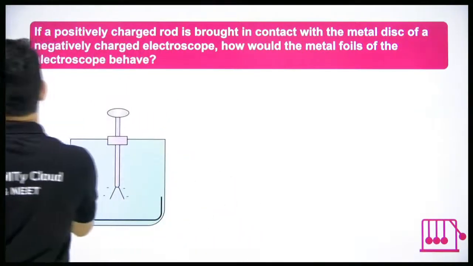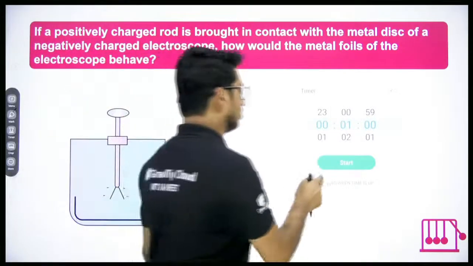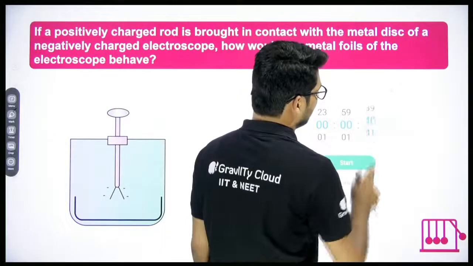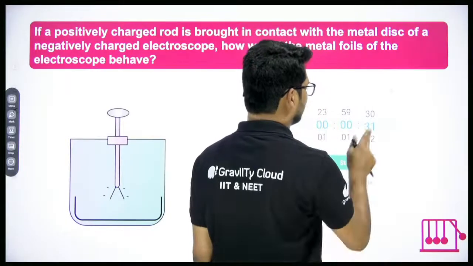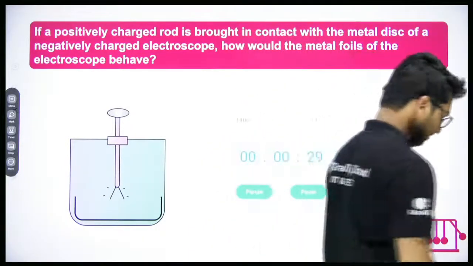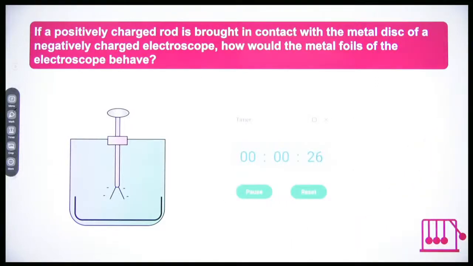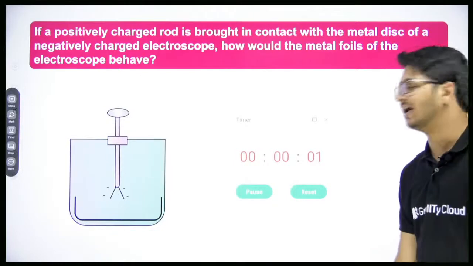I'll give you 30 seconds to think about it. Write down the answer also. Here we are using a negatively charged electroscope, so think what's happening. How would the metal foils behave? Five seconds more. 3, 2, 1, and the time is up.